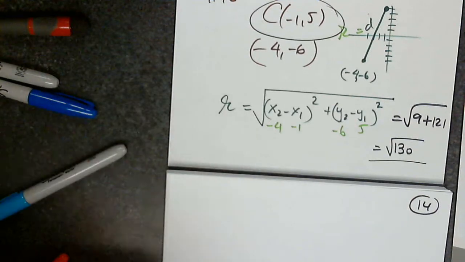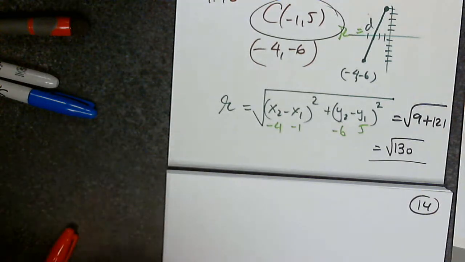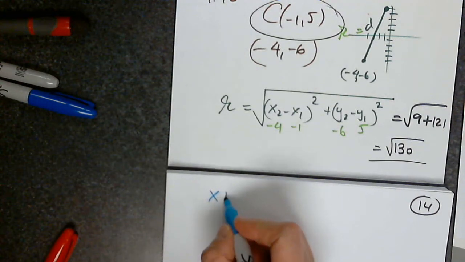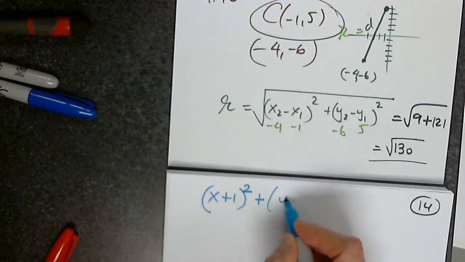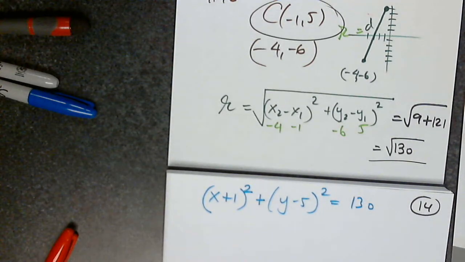Would anyone like to dictate the equation of the circle that is centered at (-1, 5) and definitely passes through the point (-4, -6)? Yes. Careful. Yes. Plus. Yes. Excellent. Because you squared r and you got 130. Is this okay?